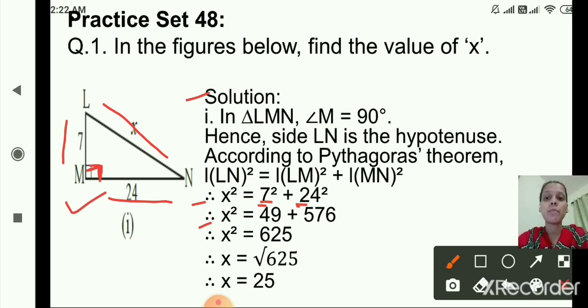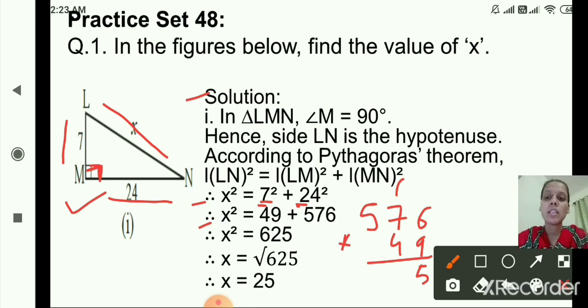So 49 plus 576. Now we'll do the addition. 576 plus 49 is 625. 9 plus 6 is 15, 5 here, 1 carrying. 7 plus 1 is 8, 8 plus 4 is 12, 2 here, 1 carrying. 5 plus 1 is 6. So what is the answer? 625, as you can see here. So we'll write down 625. 49 plus 576 is 625. So x square is equal to 625, right?